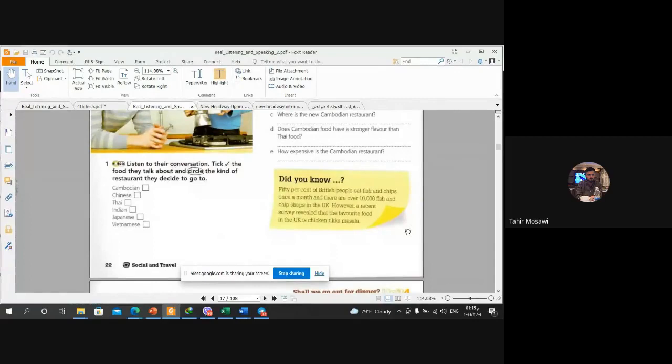Here it gives general information about the favorite food in Britain. 50% of British people eat fish and chips once a month, and there are over 10,000 fish and chip shops in the UK. So, the potatoes and the fish. It is a favorite food, or some popular food in Britain, because 50% of them eat it once a month, at least once a month. And the fish and chips restaurants number over 10,000.